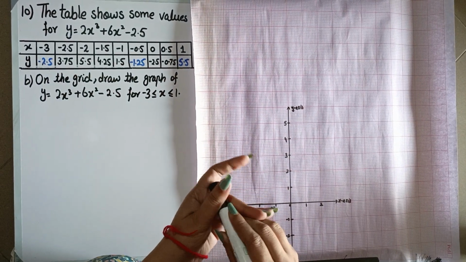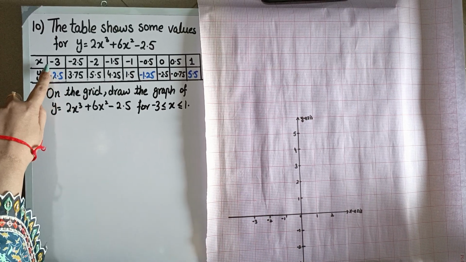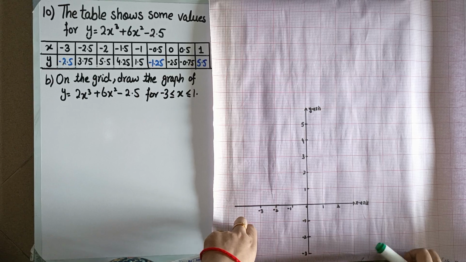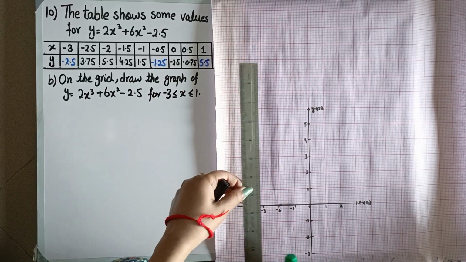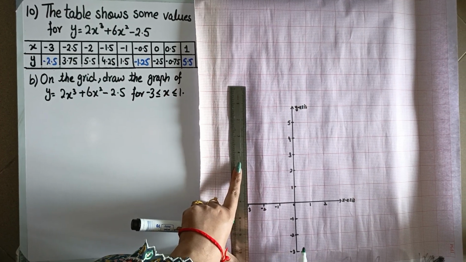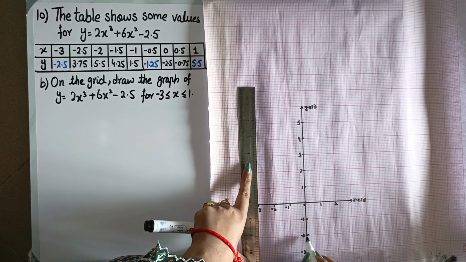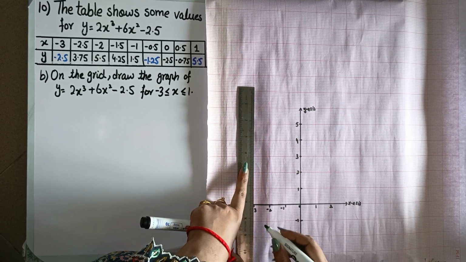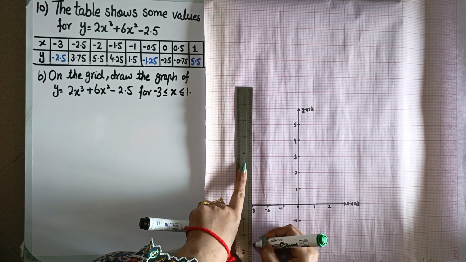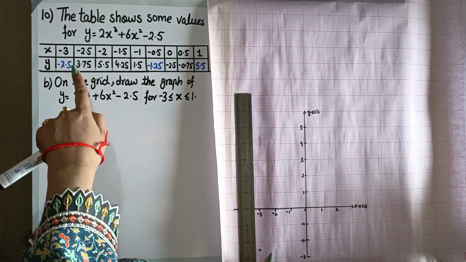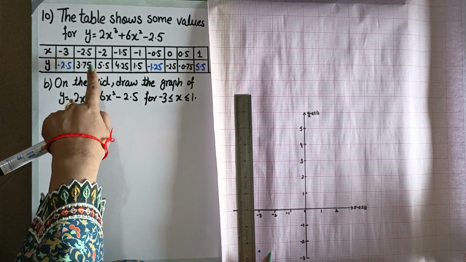First we will plot the points. For minus 3 you have to take negative 2.5. This is minus 3. You have to take negative 2.5. Negative 2.5 will fall over here. This is the point.